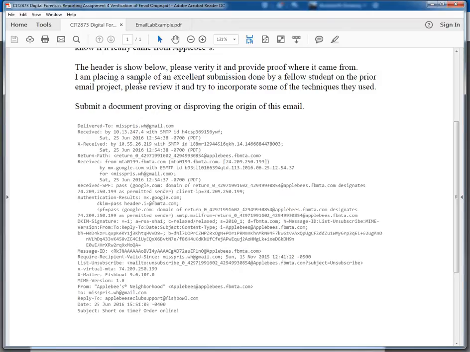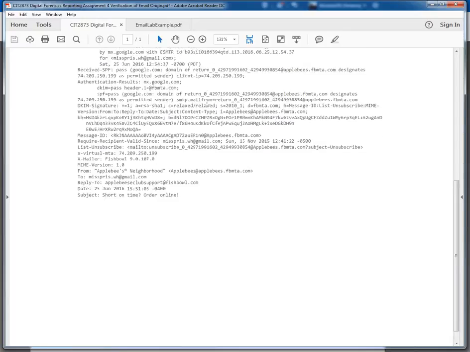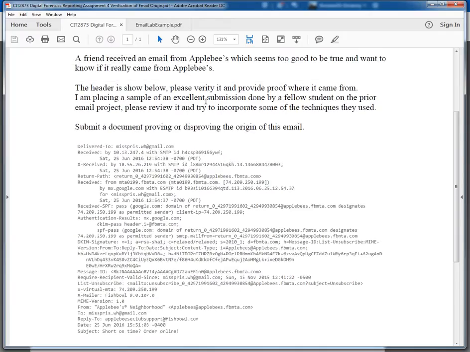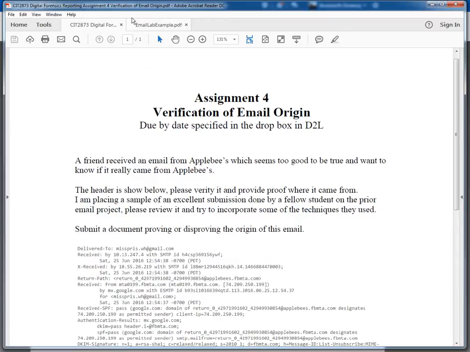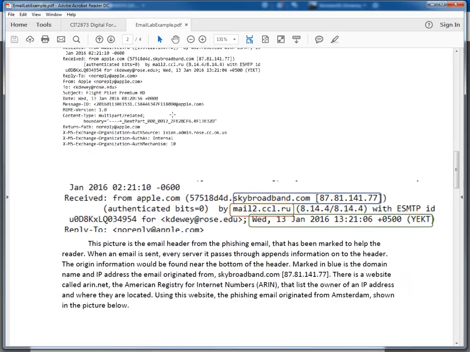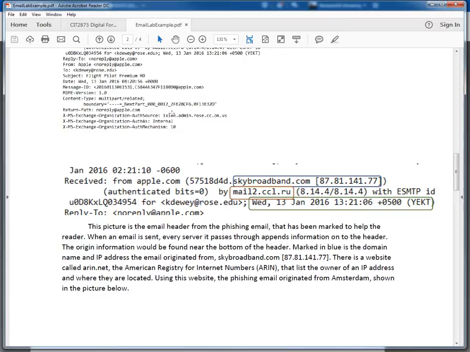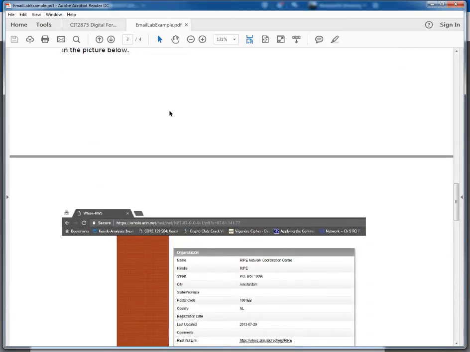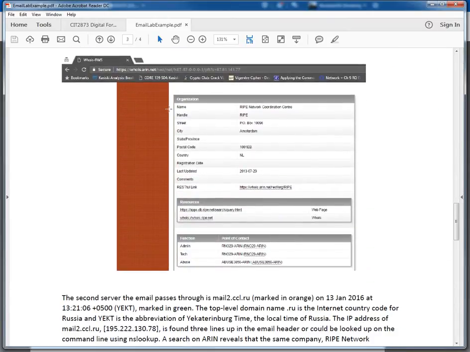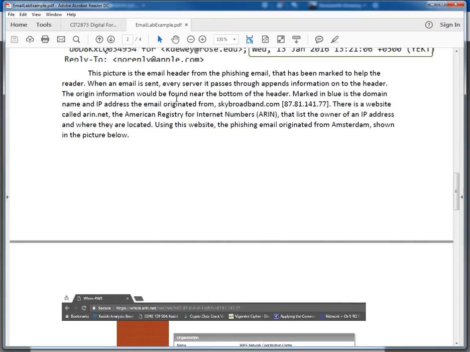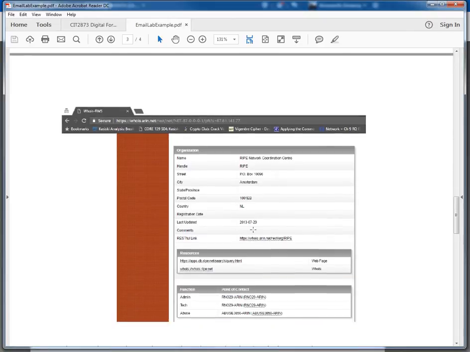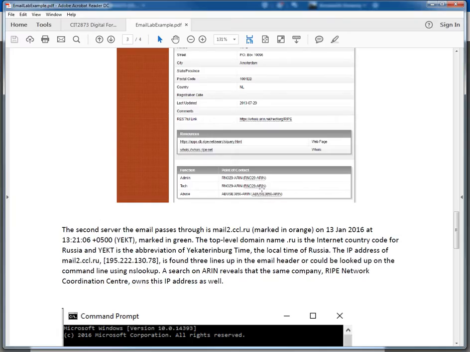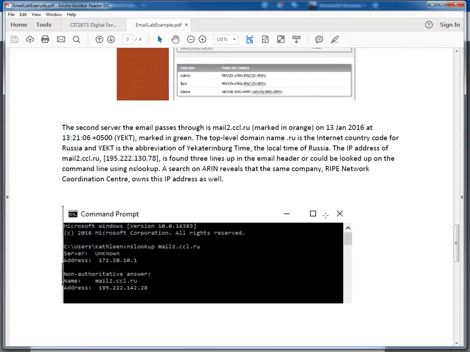Okay, so you've got a week to do it, and I did see a couple good submissions, but this one right here was by far the best because it actually explained it decently with graphics. Was it perfect? Like I said, no, but it was much better than most, okay? Now, here we know Sky Broadband is actually in Amsterdam, so we know Amsterdam is not where Apple is. So it's a really good job.